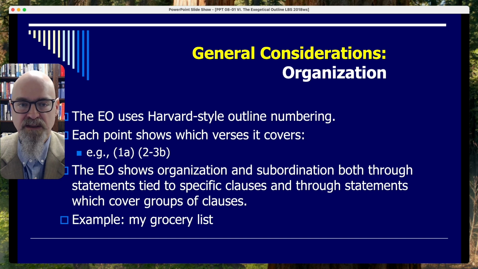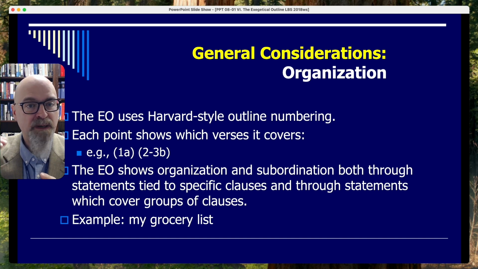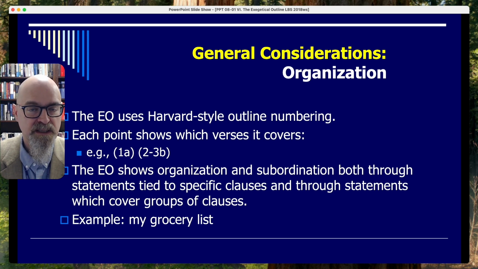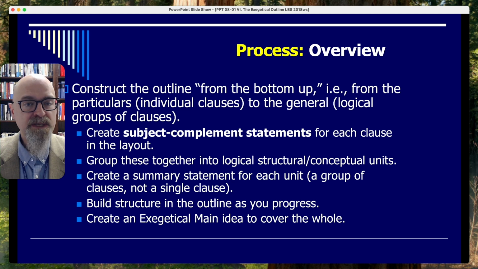Now, the basic thing that we're going to do is show organization and subordination within the outline through statements tied to specific clauses and through statements which cover groups of clauses. Think about the grocery list example that I showed you, or the example about my loving family. We're going to organize and superimpose some logic onto the paragraph by being very careful about creating summary statements and organizing them as appropriate. So here's how we do that.